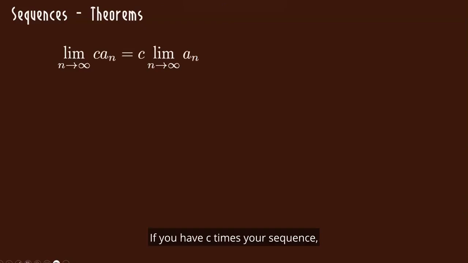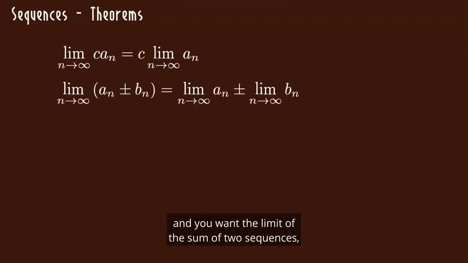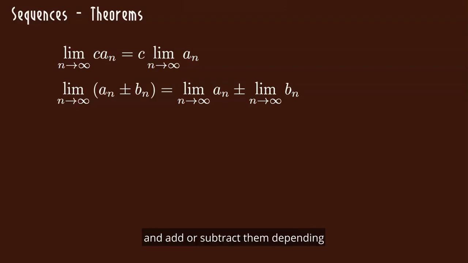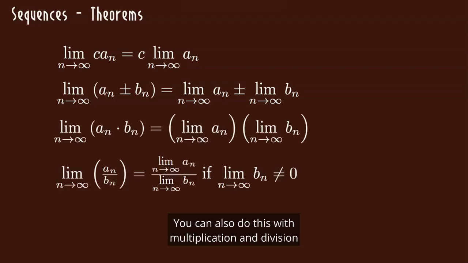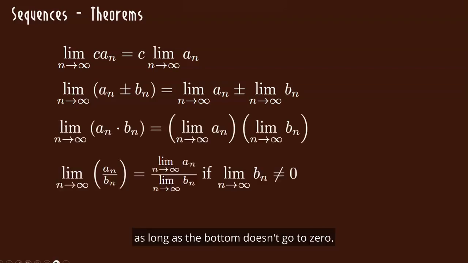If you have c times your sequence, you can pull the c out, as long as it has nothing to do with n. If you are adding two sequences and you want the limit of the sum, you can find the limit of the two sequences separately and add or subtract them depending on what is between them. You can also do this with multiplication and division, as long as the bottom doesn't go to 0.